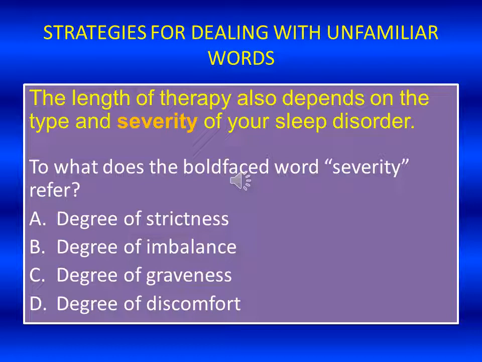If you are unsure, you can use the three strategies I mentioned. For example, start by trying to identify the part of speech. What kind of word is severity? Usually words that end in ty are nouns, so that's a clue. But when you also look at the four options, strictness, imbalance, graveness, discomfort, you realize that all these four words are nouns. So most likely the word severity is a noun.